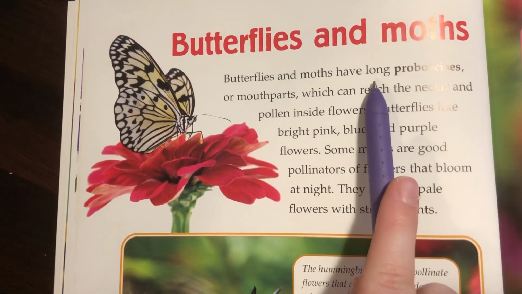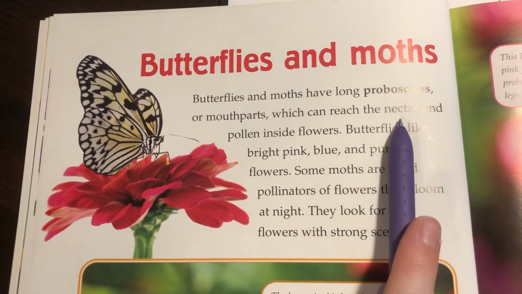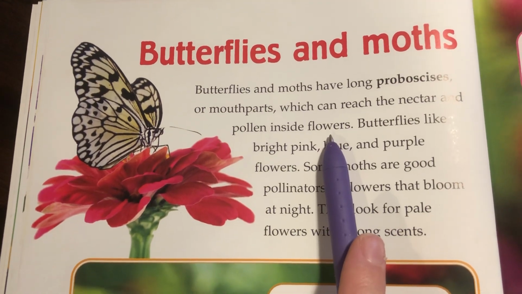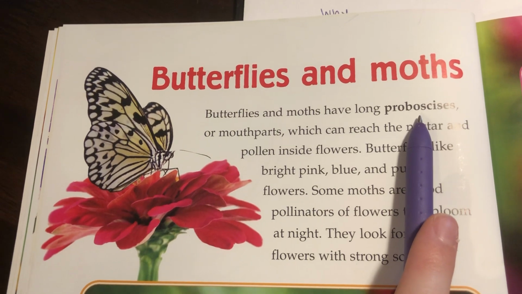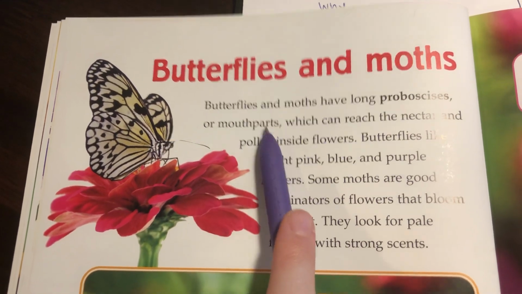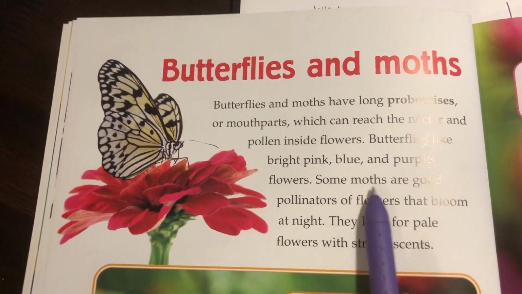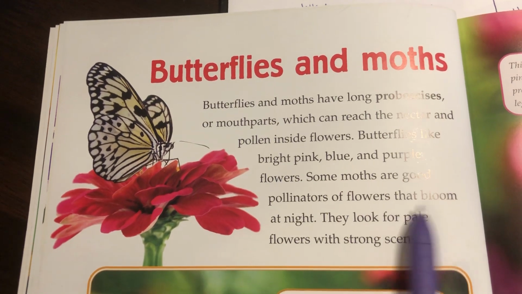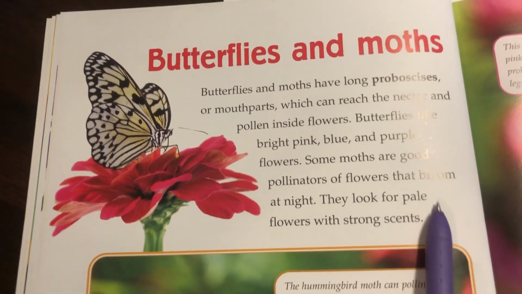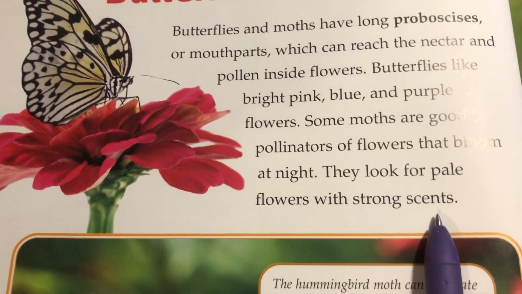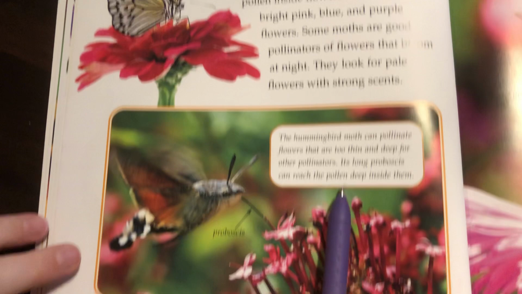Butterflies and moths have long proboscises or mouth parts, which can reach the nectar and pollen inside flowers. Notice proboscises is in bold. That's an important science word that tells us that's a special word for mouth parts. Butterflies like bright pink, blue, and purple flowers. Some moths are good pollinators of flowers that bloom at night. They look for pale flowers with strong scents. And in this context, scents is another word for what? Yes, smells.